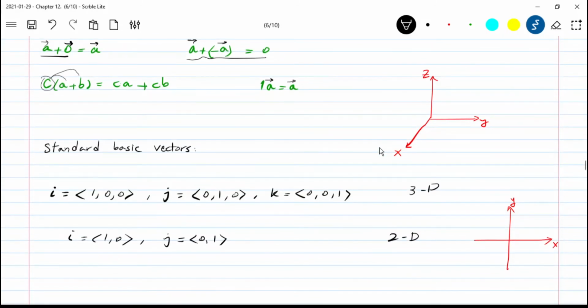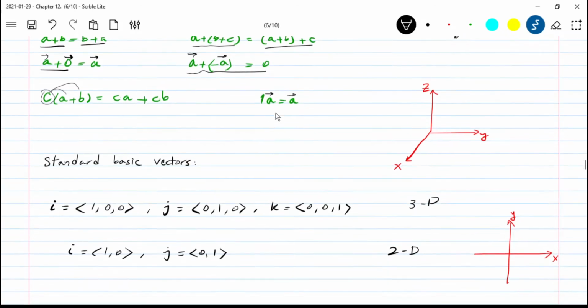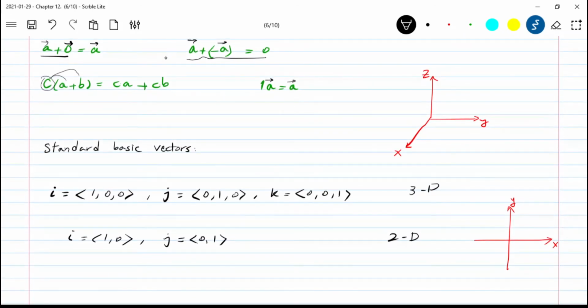Okay, so here are some standard basic vectors. Then we will do examples. Certain vectors that we care about are the i, j, k vectors. What are the i, j, k vectors? They're specifically defined to be along the axes. So for example, in 3 dimensions, you have three components. The i vector is along the x axis with a length of 1. This is the i vector.